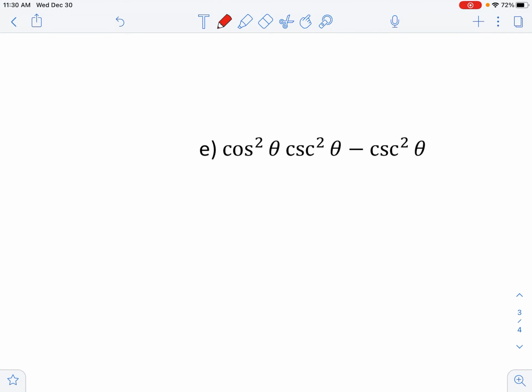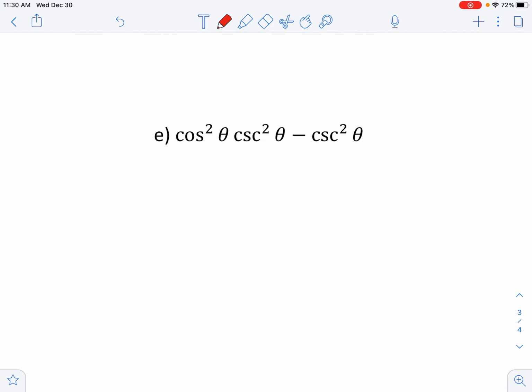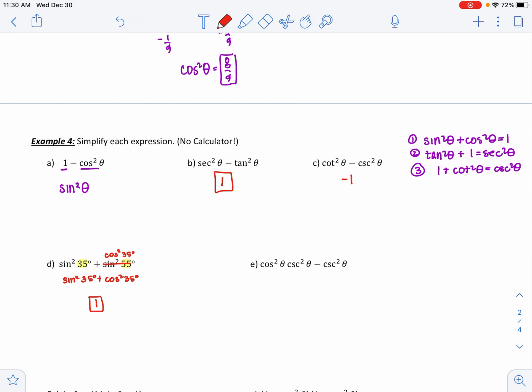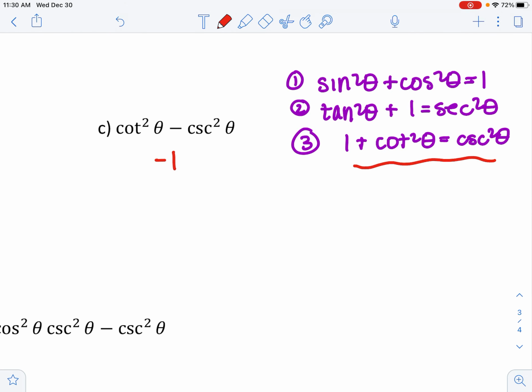Okay, so now they're going to get a little bit more difficult here. Next, we have cosine squared times cosecant squared minus cosecant squared. So I have to think about what I can do, what I can change. I can change cosecant squared to 1 over sine squared, but I still get stuck. So I could actually change to 1 over sine, then change that to cotangent, but then I have a cotangent and a cosecant, and I can get there probably. That might be helpful. That's one way of doing it.